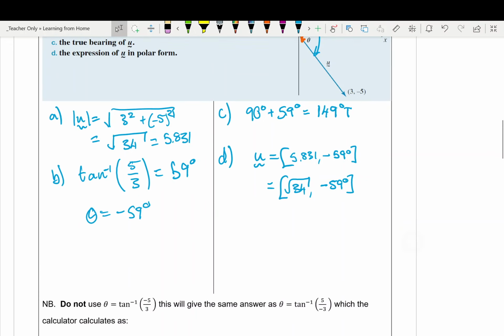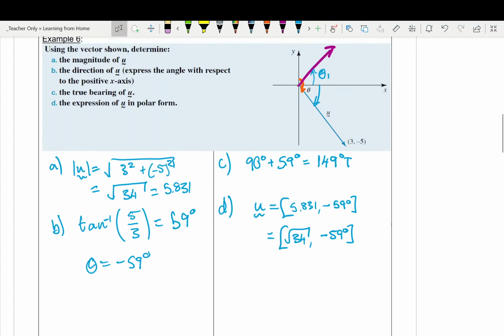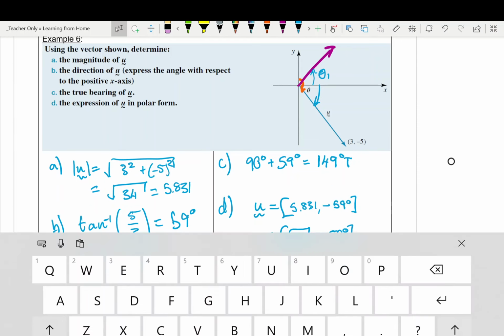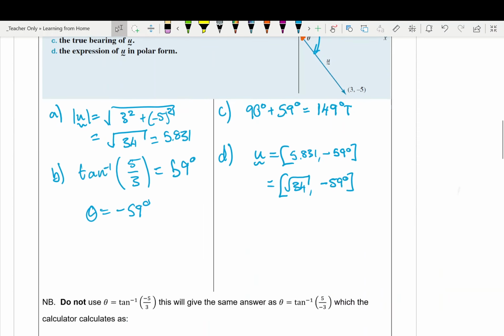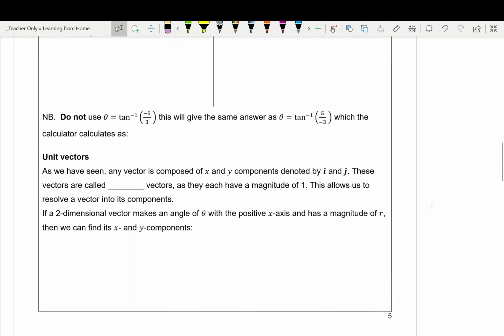So this is what I was talking about earlier. Note before, do not use theta equals tan inverse of negative 5 on 3. This will give the same answer as theta equals tan inverse of 5 on negative 3, which the calculator calculates as. I'm going to leave that as an activity for you. Plug that into your calculator, see how it's different and why it can't be the solution that we're looking at. So if we do this whole first quadrant, fourth quadrant method, that saves us the trouble of having to worry about what our calculator is going to spit out for us.